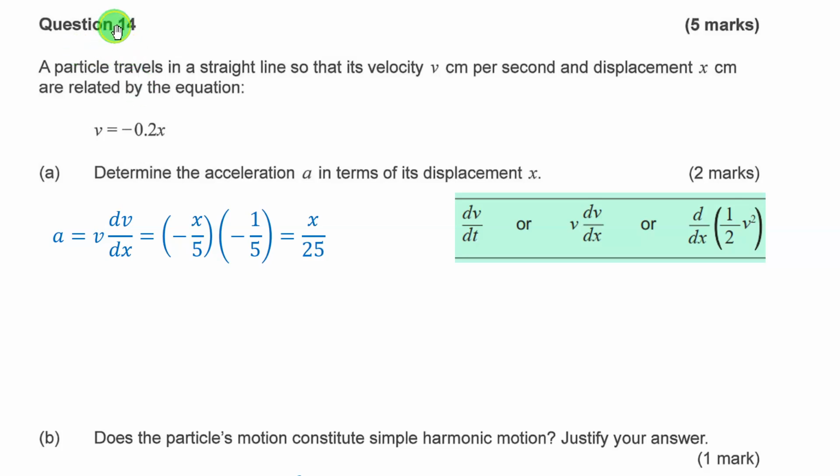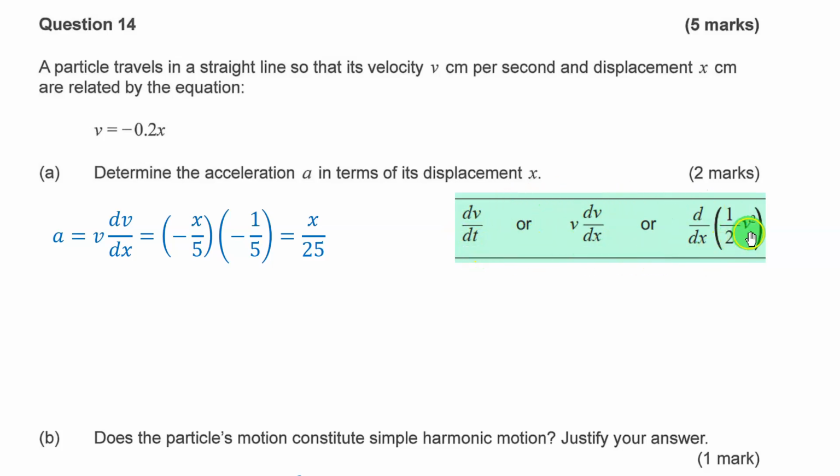So, question 14, a quick 5 marks with some differential equations around and about. We've got a particle travelling in a straight line with a velocity related to its displacement by this equation: v is negative 0.2x. We're asked to determine the acceleration in terms of its displacement. The formula sheet helps us out here.